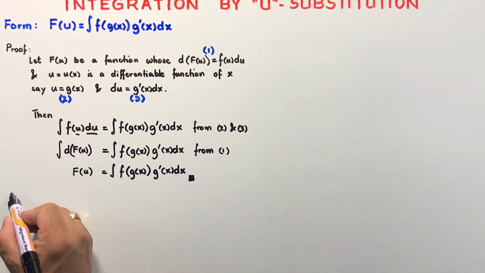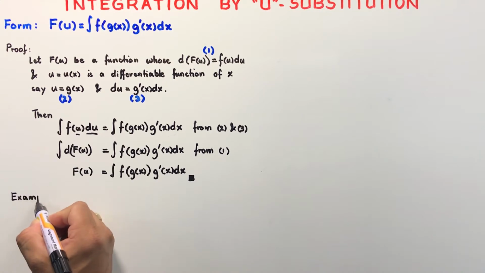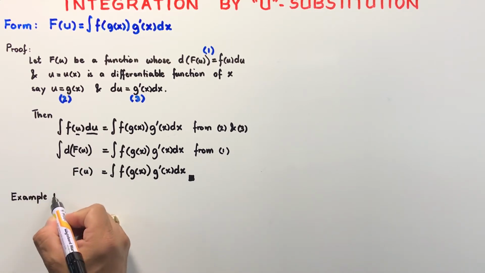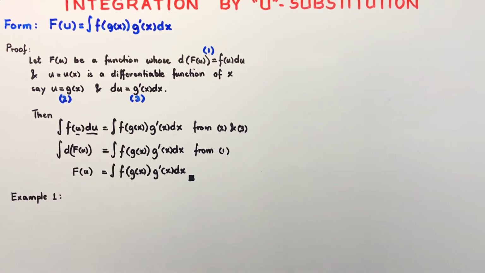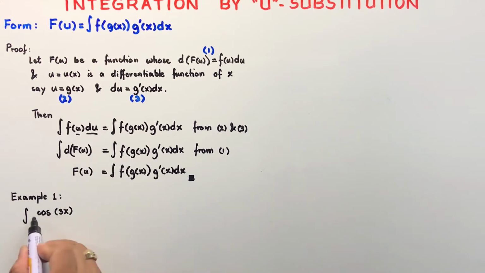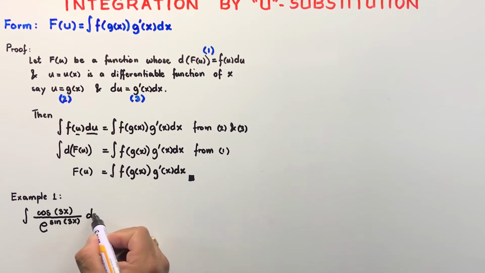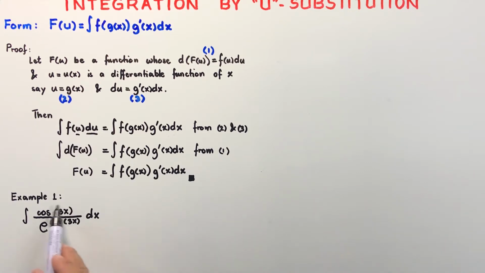Now, to give you an illustration of this u-substitution, I will give my first example here. What is the integral of cosine of 3x over e to the power sine 3x dx? Looking at this integrand, it seems that it is not easy to integrate.